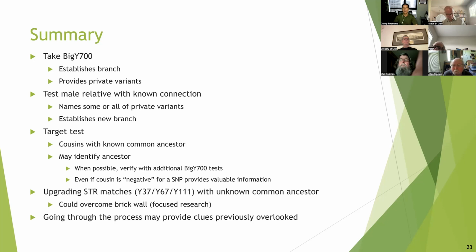Best thing to do is find those STR matches at the Y37, Y67, Y111. Even if you don't know the common ancestor, getting them to upgrade to the Big Y700 may eventually help us overcome a lot of the brick walls. And just going through the process may provide some additional clues that we have overlooked.